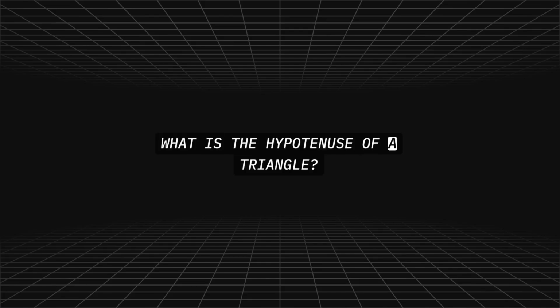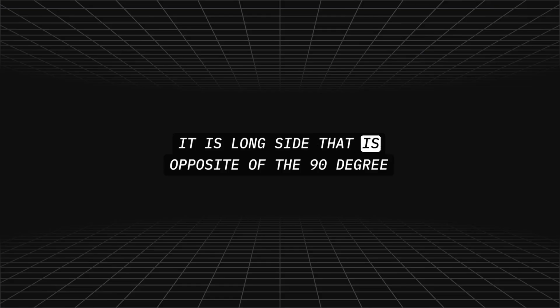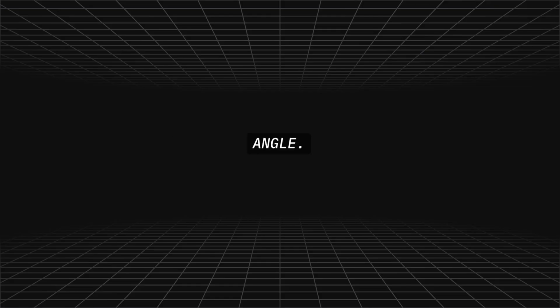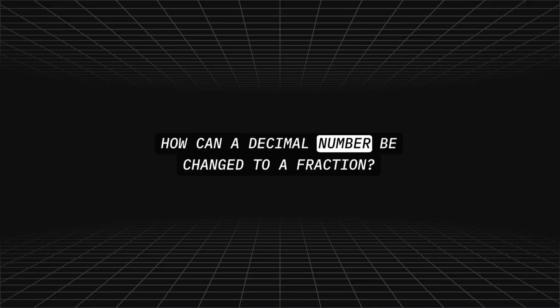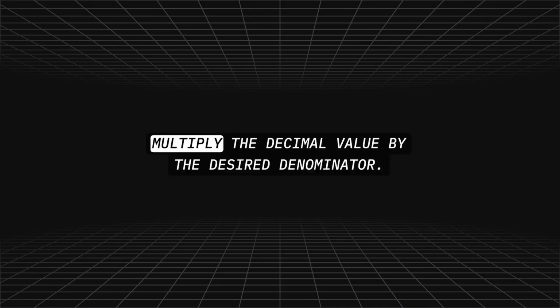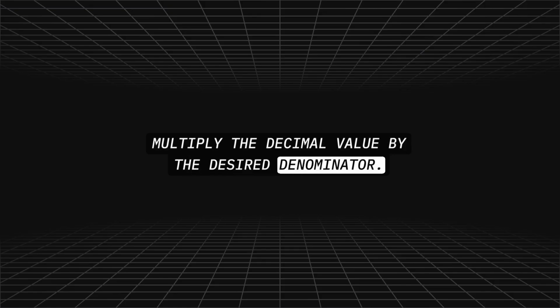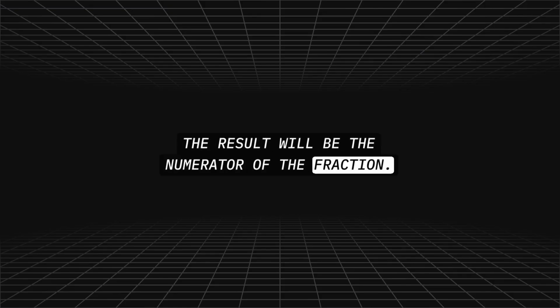What is the hypotenuse of a triangle? It is the long side that is opposite of the 90-degree angle. What is a mixed number? It is a whole number followed by a fraction. How can a decimal number be changed to a fraction? Multiply the decimal value by the desired denominator. The result will be the numerator of the fraction.